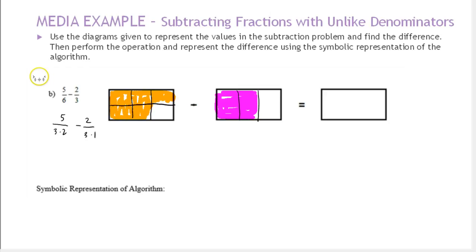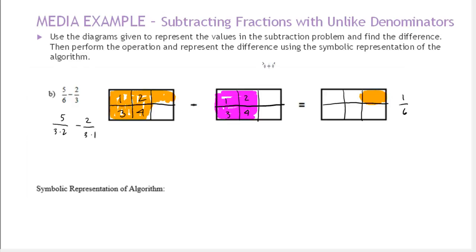Now the 6 doesn't need to be changed, but if I cut these 3 pieces each in half, I will get 6 pieces. Now this is 4/6. I'm going to label these. We want to take 4 away. Doesn't matter which 4. I'll take these 4 away, and this will be what's left over, this one shaded piece. So our answer is a unit cut into 6 pieces. We have 1 piece remaining, which gives us a result of 1/6.